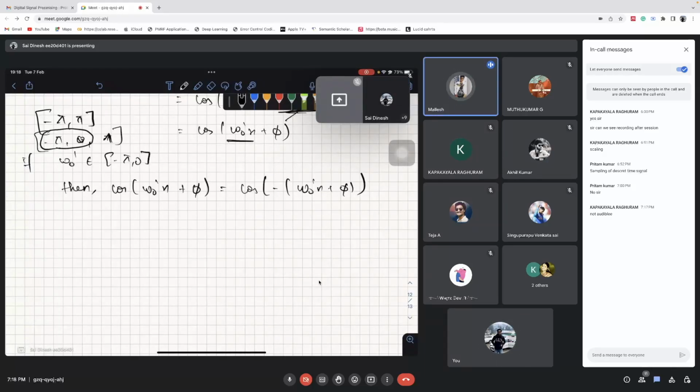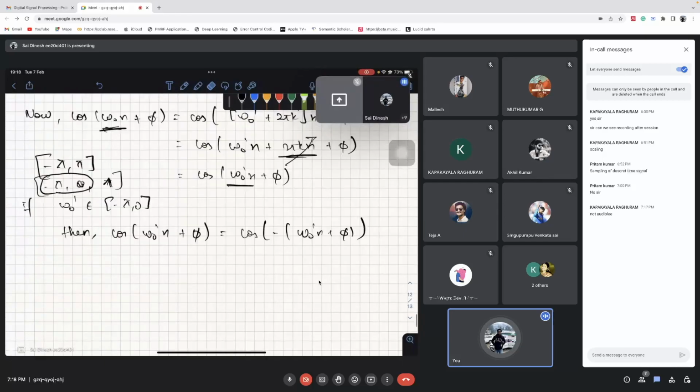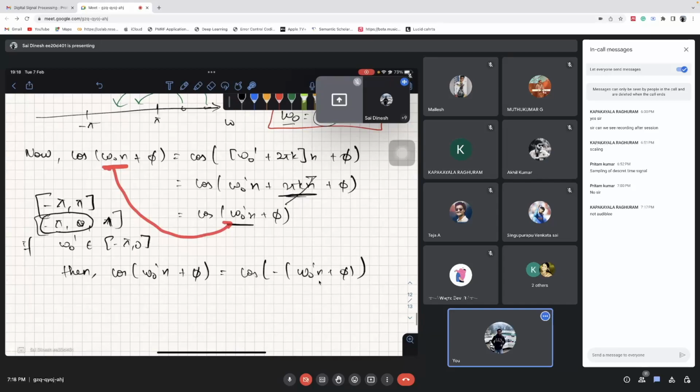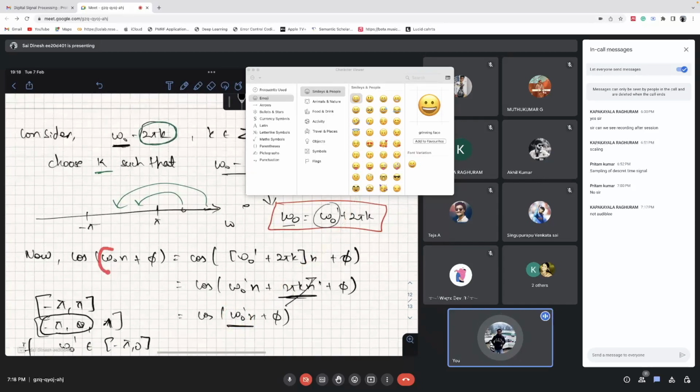Cos omega naught n plus 5. Oh, just here. Yeah, sir. Okay, okay. So we have an omega naught. What we started from was omega naught n, but then eventually we ended up at omega naught dash n, which again is in the range of minus pi to pi. So whatever omega naught n might be, we can bring it to this minus pi to pi range.